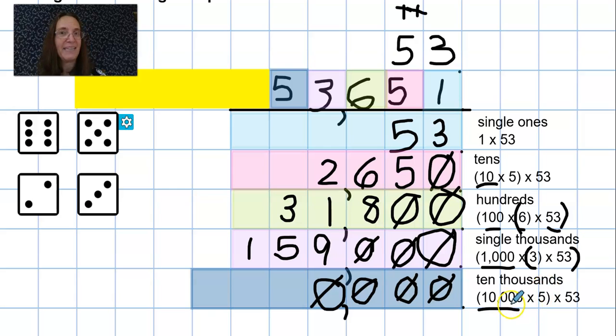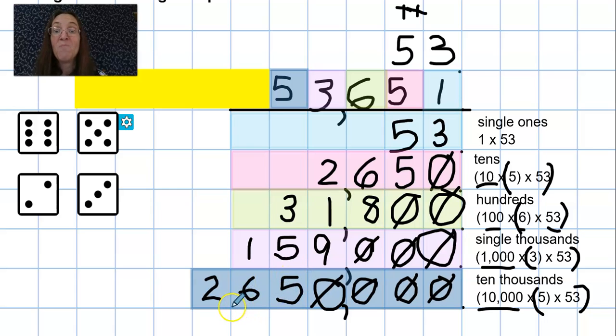Now that I've multiplied this by 10,000, it's time to multiply the 5 times 53. And do you want to know something? I have already done this. Here's a great trick. Right here, when I was doing the tens place, I had to multiply 5 times 53, which means I already know what 5 times 53 is. It's 265. You're totally allowed to go back and steal this thinking that you already did. My heavens, will you look at that? 50,000 times 53 is 2,650,000. Whoa! But we still have one more place to multiply.